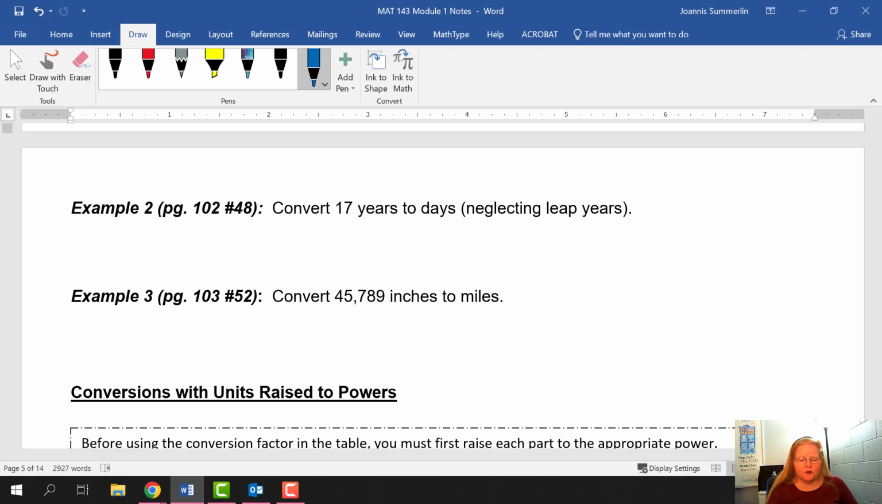In the next one, they want you to change 17 years to days, neglecting leap years. Okay, so we start with the information they gave us. That was 17 years. We have to multiply it by something. What do we know about years and days? Well, the information I know is that 1 year equals 365 days.